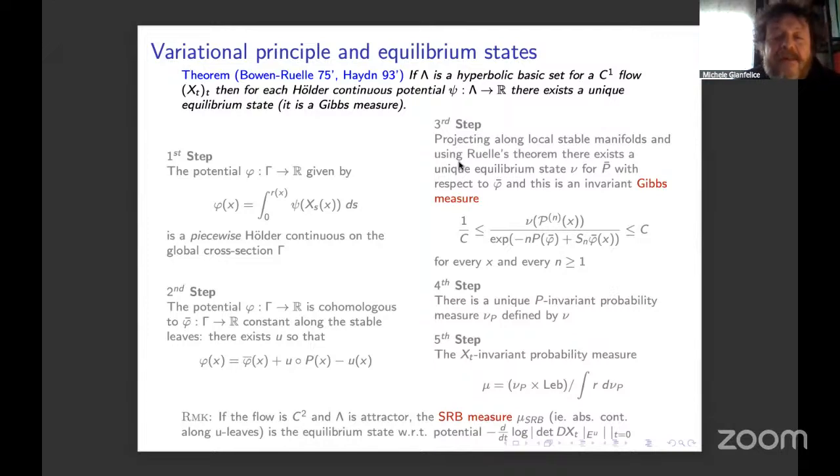Third step, there is a unique equilibrium state mu for P bar, or overline P. Oh, sorry, it's for the pressure. It's a typo. Yeah, for the pressure with respect to this. Yeah, but feel free to interrupt, it's easier. Thank you, Michele. You're welcome.